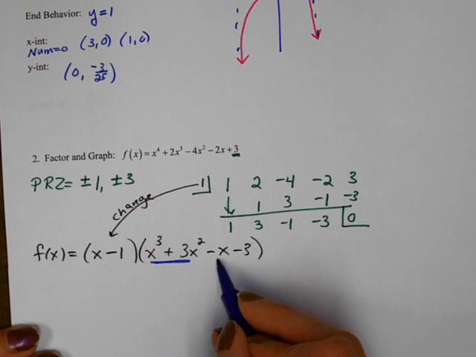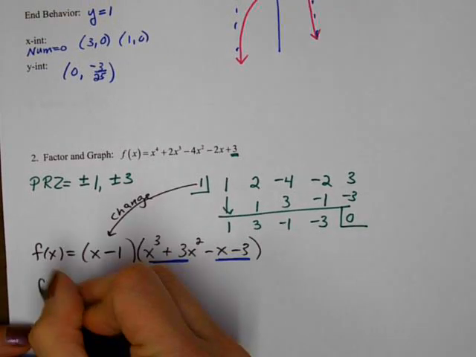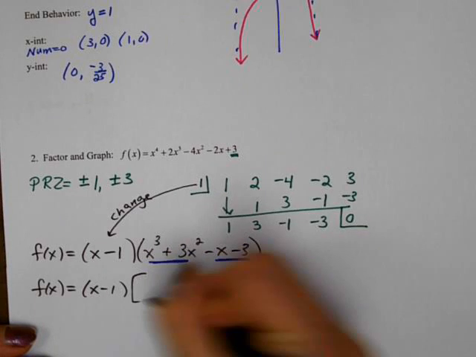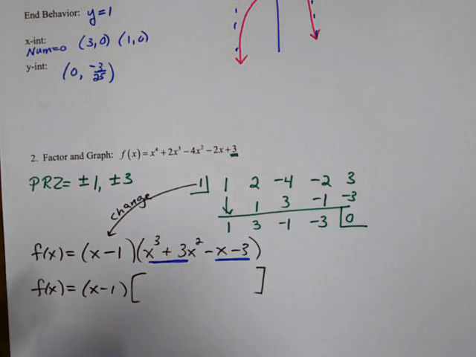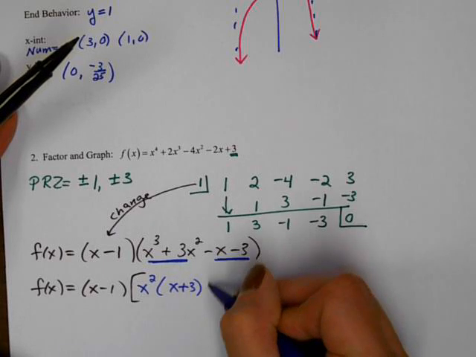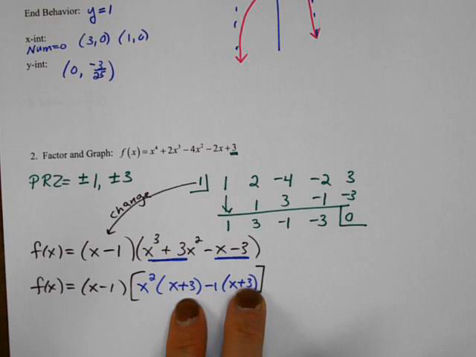2x's maybe? And if I take a negative out of here, it looks like factor by grouping might work. Okay, so each and every time you want to write f of x, don't lose this factor. I'm going to use some brackets here to organize my grouping. I'm going to take out x squared, that gives me x plus 3. Take out negative 1, that gives me x plus 3. I could tell that it's working.